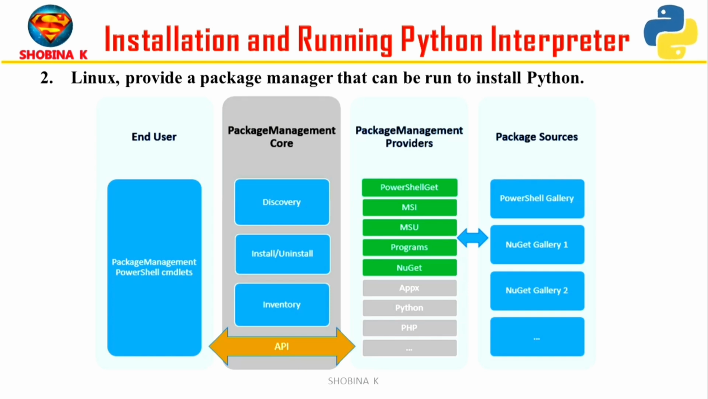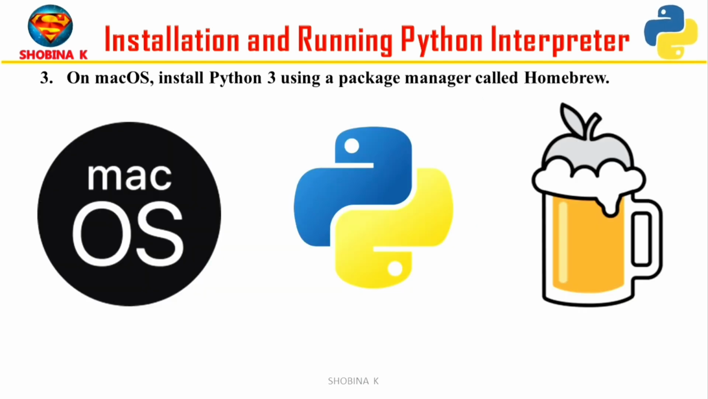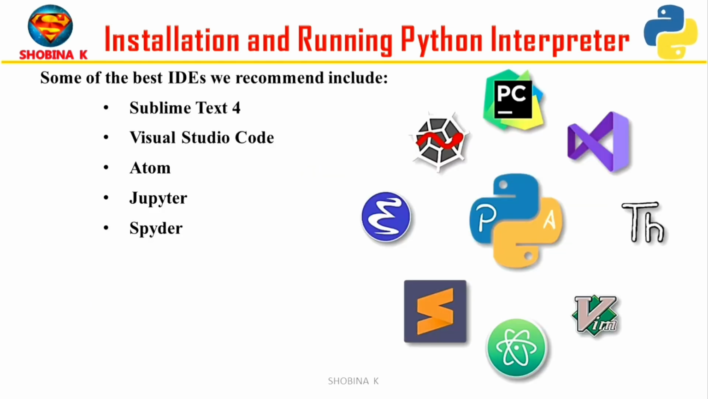Linux provides a package manager which can be run to install Python. On Mac OS, the best way to install Python 3 is installing the package manager called Homebrew. On mobile operating systems like Android and iOS, you can install apps that provide a Python programming environment. Alternatively, there are several websites that allow you to access a Python interpreter online without installing anything on your computer.